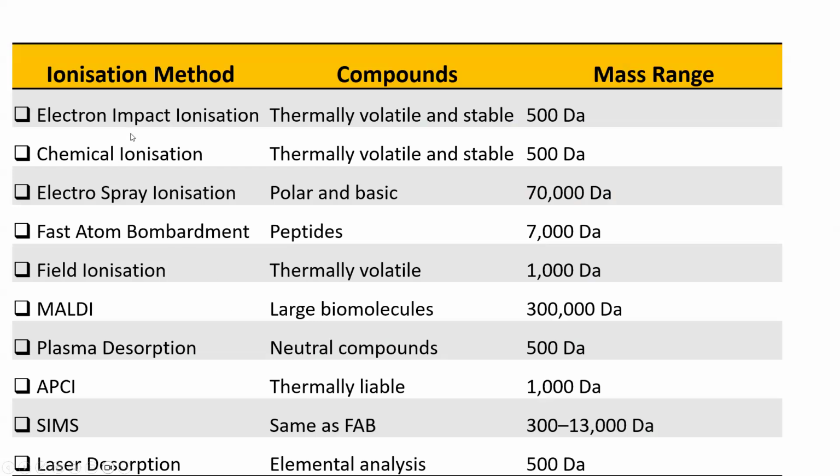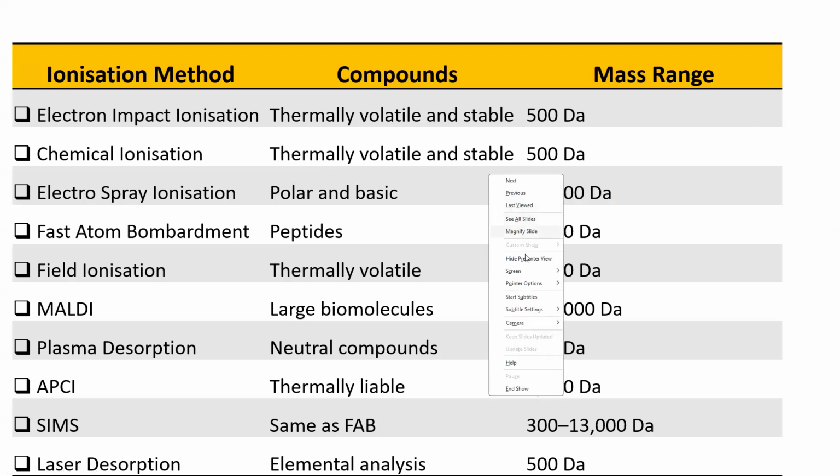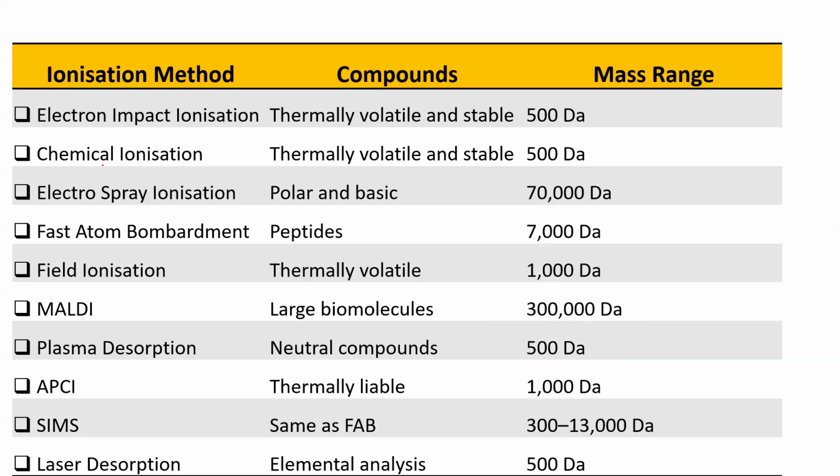We can use different types of ionization methods, and different types can be used for different compounds. Also, the mass range that can be analyzed by the mass spectrometer can vary. Different ones will have different mass ranges.